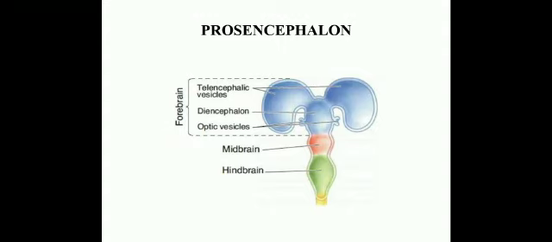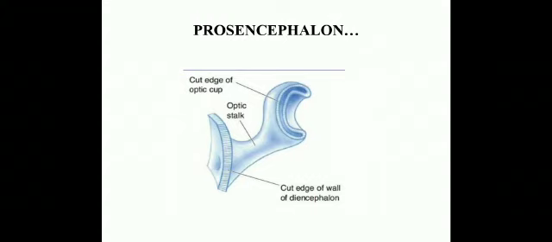So, now we will learn about the prosencephalon or the forebrain. The diencephalon develops from the median portion of the prosencephalon, and the upper enlarged part, that is the telencephalon, gives rise to telencephalic vesicles that will give rise to the cerebrum. Then the diencephalon also gives rise to the optic vesicles. Here we can observe the optic cup and the optic stalk. Later it develops into the eye and the optic nerve.